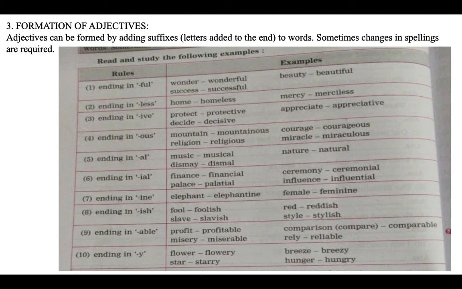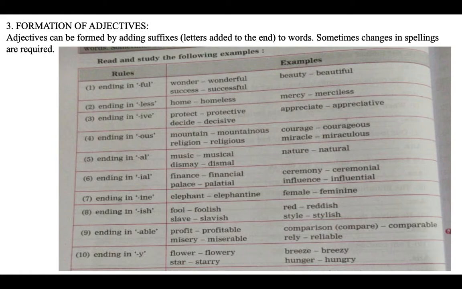Next, formation of adjectives. Now, an adjective can be formed again by adding suffixes, that is, letters that are added to the end of the word. Sometimes the spelling also might change, just like in the noun form. All right, for example, ending in ful. Another way, like I told you, when you want to change to noun form, you can say to have and then the noun. So here you can say to be and then the adjective. So to be wonderful, to be beautiful, to be successful. All right, you get your adjective form.